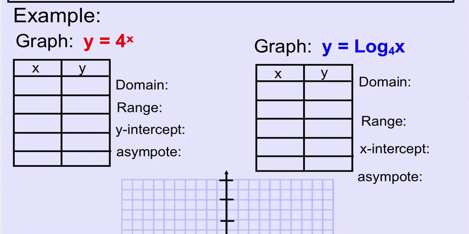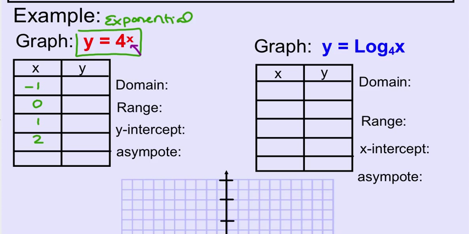Let's graph this exponential function. This exponential function is base 4. So let's just plug a few numbers in. Let's plug in -1, 0, 1, and 2 for x. So remember, you're evaluating the function for this x.